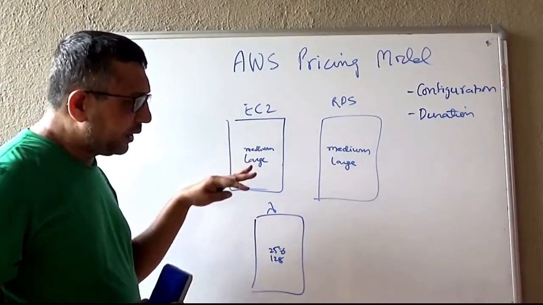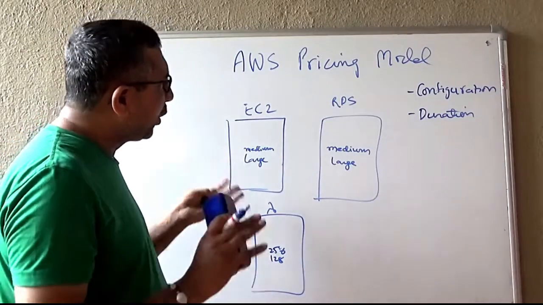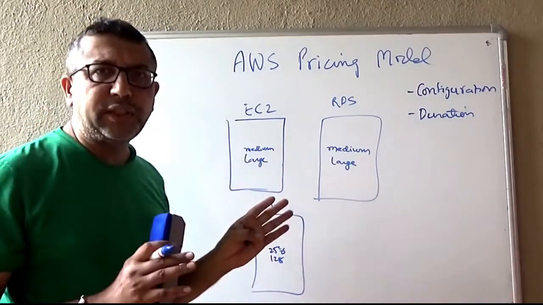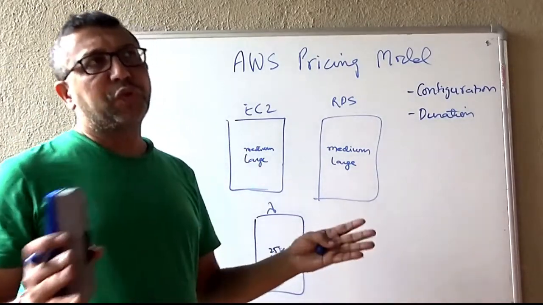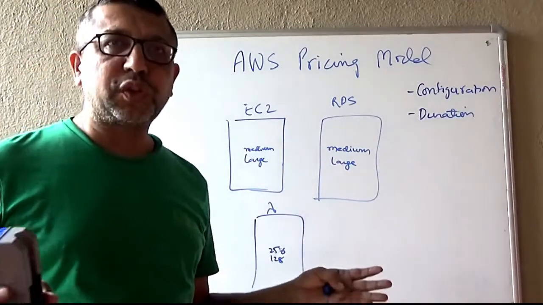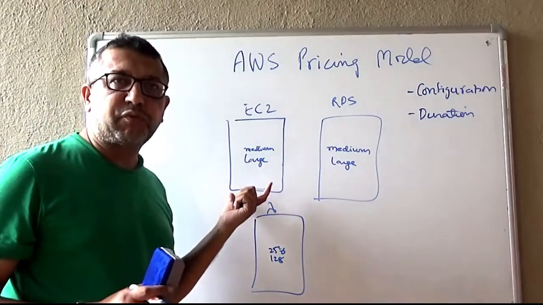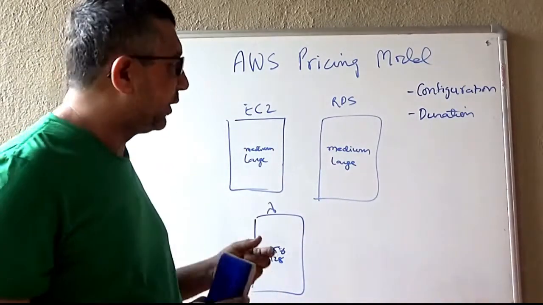Okay, and then another important thing to understand is that you can reserve instances, especially in the case of EC2 and RDS. So if you know that there is one server you are going to use for the whole year, you can reserve it upfront. The cost goes on the lower side.